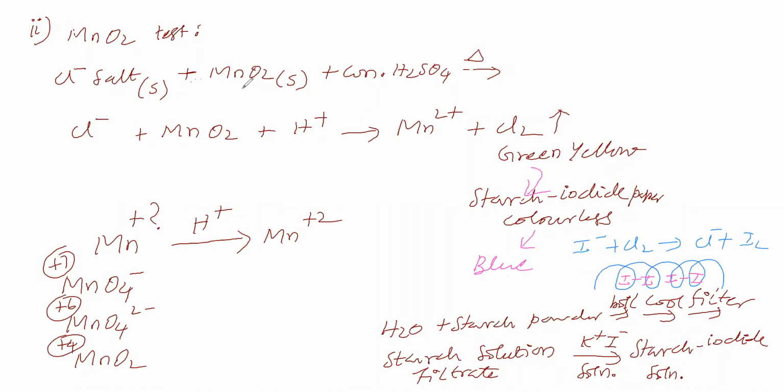To this chloride salt, we are adding MnO2 and concentrated sulfuric acid, and it is heated. What happens? Manganese +4 undergoes reduction to Mn +2. Cl- undergoes oxidation to Cl2. Cl2 has a greenish yellow color. This greenish yellow gas is passed over starch iodide paper, which is colorless. The starch iodide paper becomes blue. This is the MnO2 test.